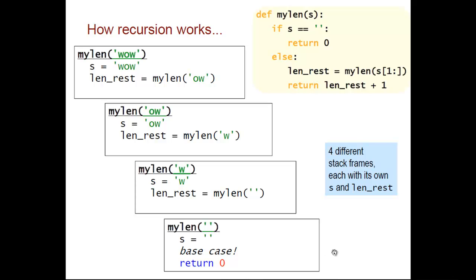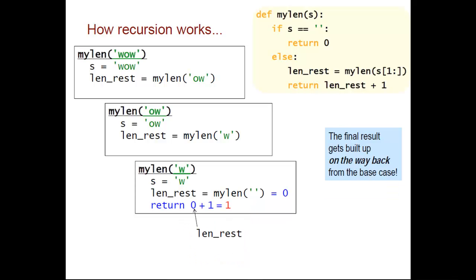Now watch what happens on the way back. Just like any other function call, the return value gets sent back. And where does it get sent back to? It gets sent back to that previous call in which s is the string w. So here was the call that we made. The return value is 0, and so that 0 gets assigned to len_rest in this stack frame. And then we pick up where we left off, and we're going to return len_rest plus 1, which is 1. And that is indeed the length of the string w.